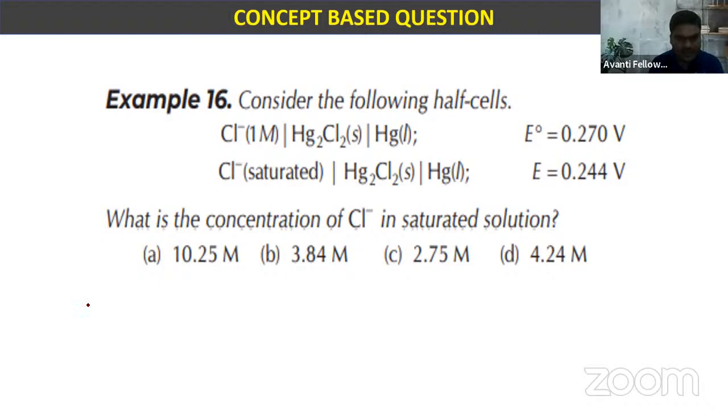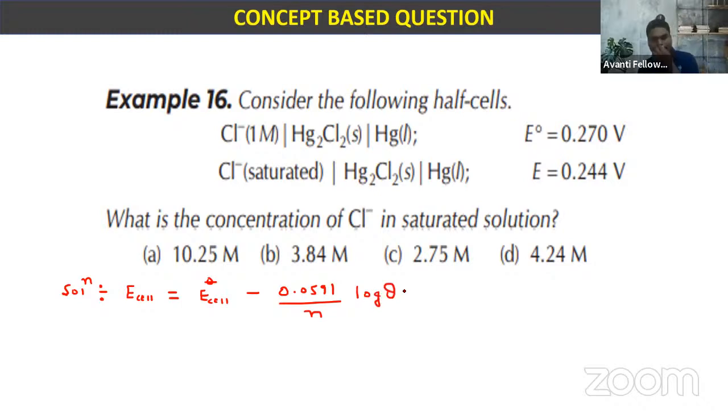So we know the formula. What do we know, beta? We know the formula for the EMF of the cell. That is, EMF of the cell is equal to standard EMF of the cell minus 0.0591 divided by n, right? And that is log Q. Okay?